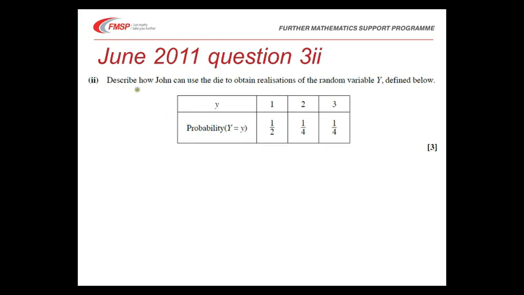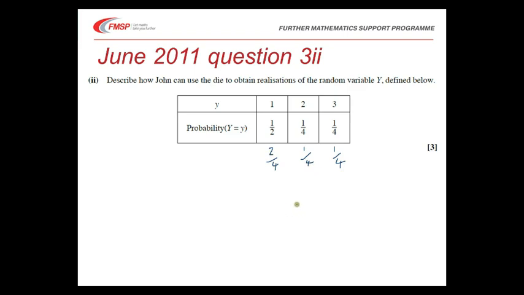Part 2, describe how John can use the die to obtain realizations of the random variable y defined below. And you can see here that these don't equal sixths. This isn't uniform. We've got a half here and quarters. So it's actually going to be useful for us to write all of these over a common denominator.